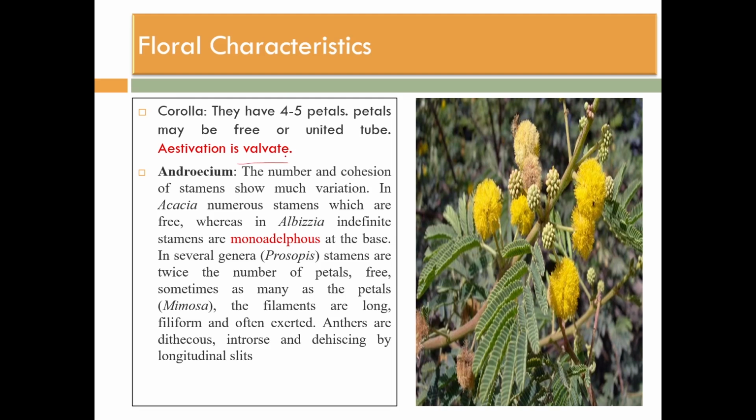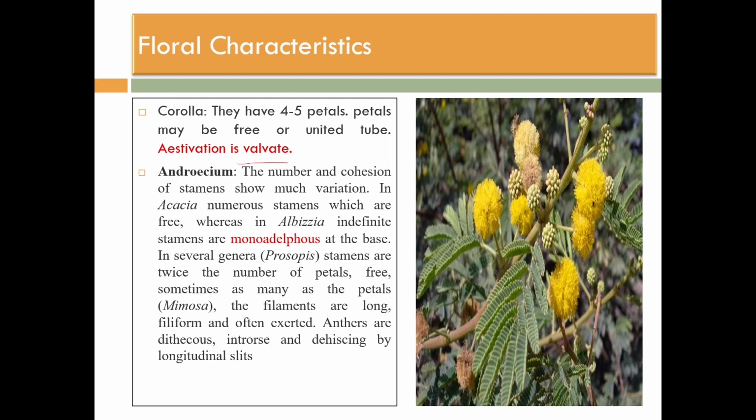And now moving toward the reproductive part, that is the androecium. The number and the cohesion of stamens show much variation: in Acacia there are numerous stamens which are free, whereas in Albizia there are indefinite stamens, monadelphous at the base. So in several genera, the stamens are twice the number of petals, or sometimes as many as the petals, as in the case of Mimosa, and sometimes the filaments are long, filiform and often exserted. So there is a variation in the androecium and their cohesion also. There is quite a variation shown, and generally the anthers are dithecous, basifixed and dehisce by longitudinal slits.